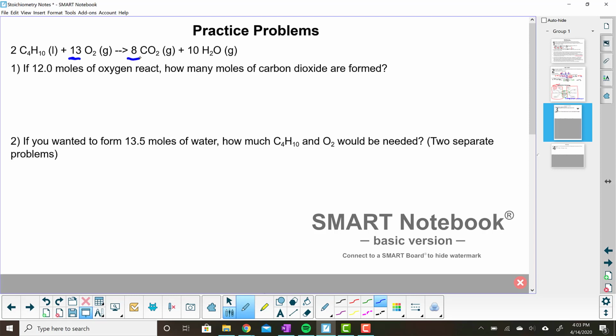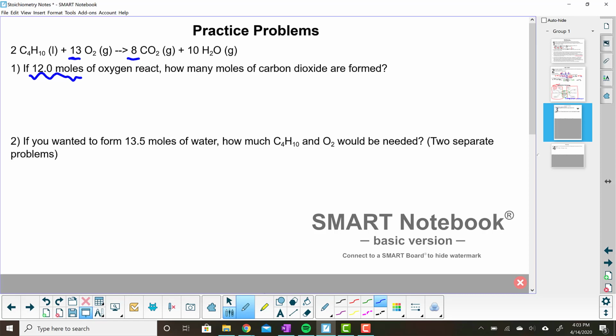But then in the question, it says, what if I only have 12 moles? That means I have less starting material. So if I'm starting with less, it makes sense that I won't be able to produce 8 entire moles of carbon dioxide. I'm expecting to get a number slightly smaller than 8 because I have less oxygen when I start. Let's see if we can do this problem, and we'll see if that works out for us.